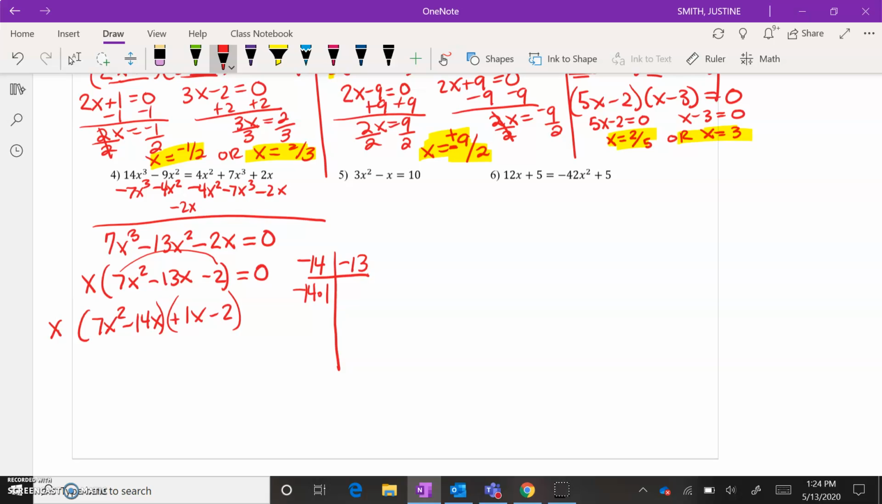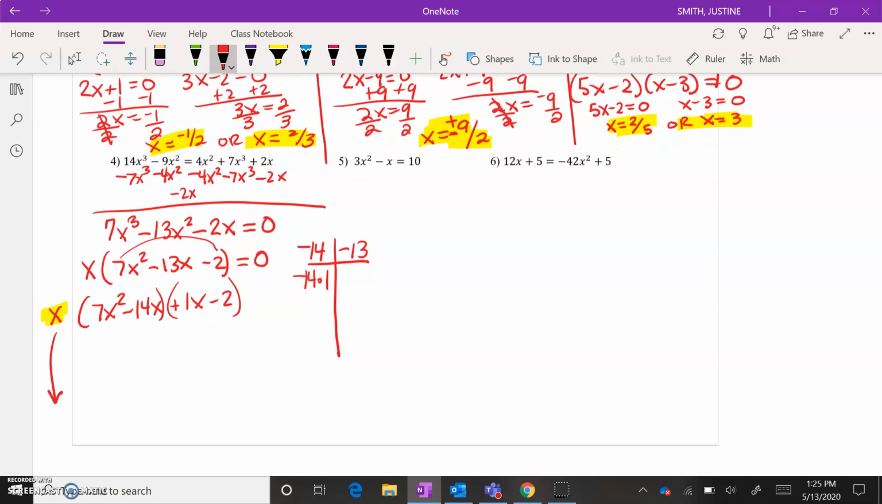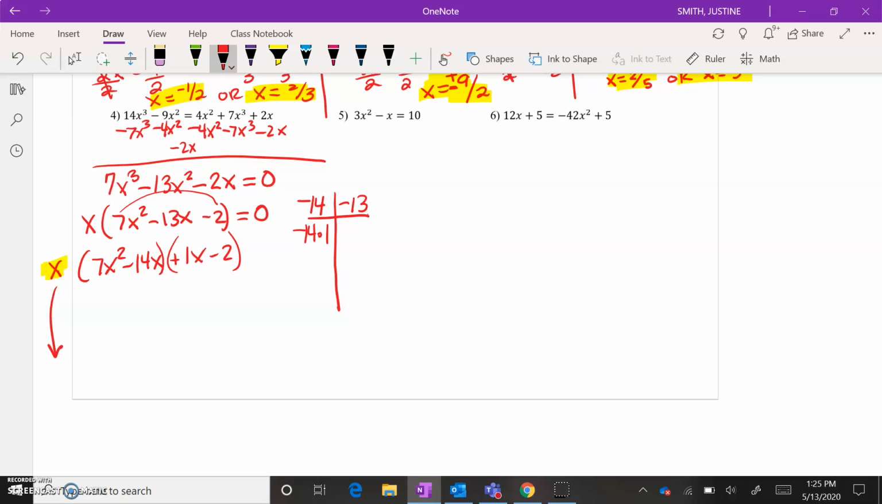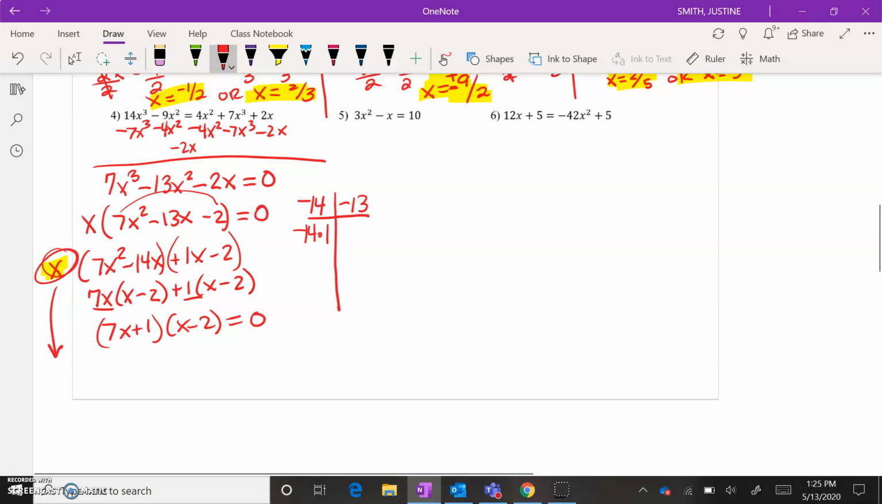Okay, I'm going to take my GCF. And if you want, sometimes it's easier just to draw an arrow and put this in at the bottom so it's not getting lost in your work. So I'm going to take a 7x out and get x minus 2. I'm going to take a plus 1 out to get x minus 2. So I have 7x plus 1. I have x minus 2. And then I have my GCF of x here.